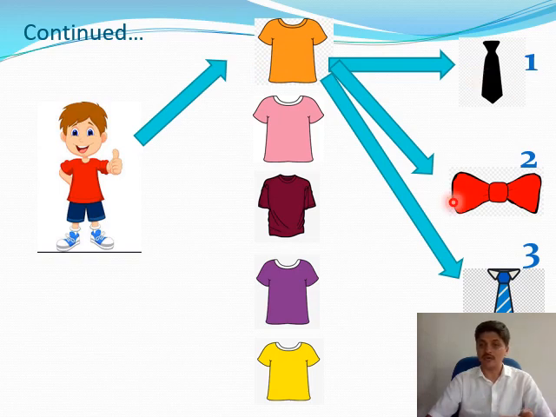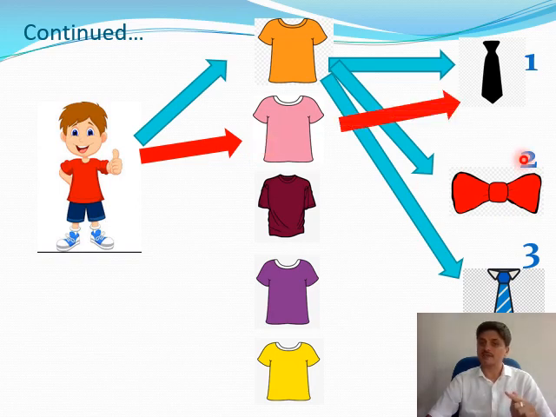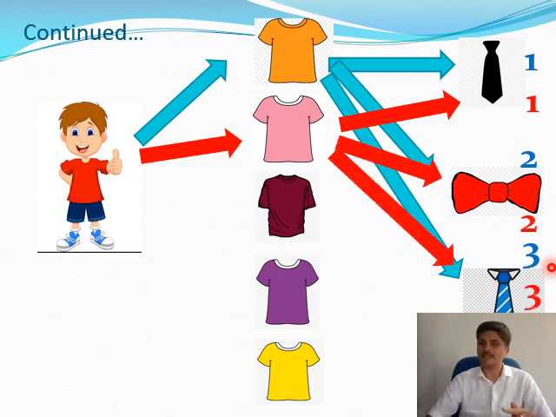Now further with the second t-shirt. With the second t-shirt, he can choose the first tie, the second tie, that is the second option, and the third tie, and that is the third option. With the second shirt also he has 3 ways. So with the first shirt 3 ways, with the second shirt 3 ways, with the third shirt 3 ways, and so on.